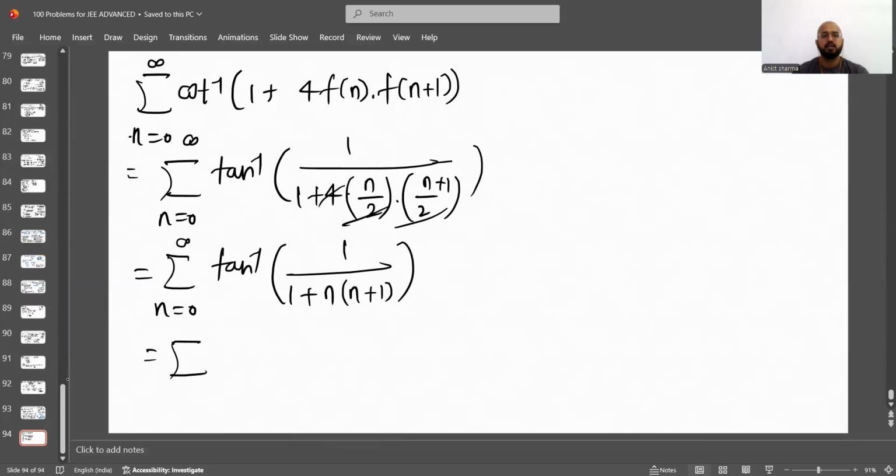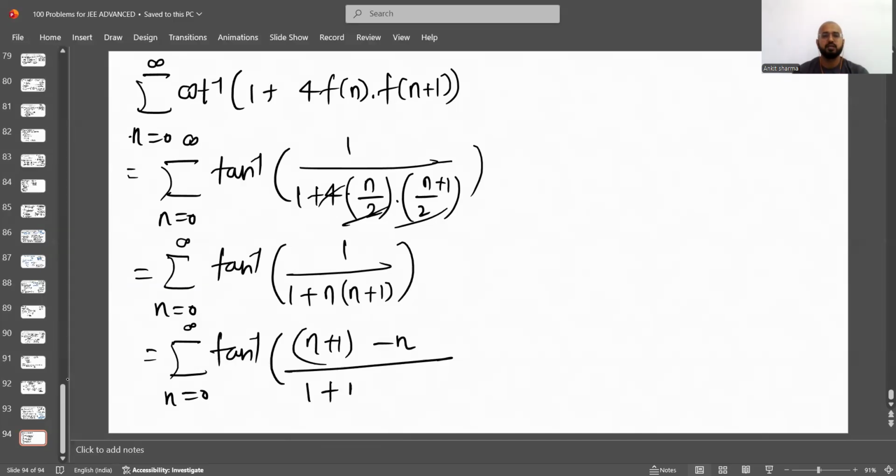Now this further can be written as sigma n is equal to 0 to infinity tan inverse of, this one would be n plus 1 minus n over 1 plus n into n plus 1. And this reminds me of, wait a moment.